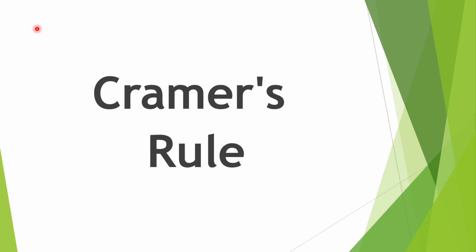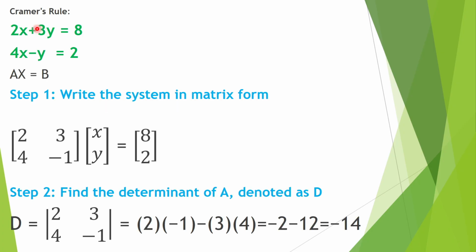So here we have two equations in two variables, that is equation number 1 and equation number 2, with two variables, that is x and y. So consider these two equations, and we can write this in the form of AX equal to B. So now let's solve this question step by step.